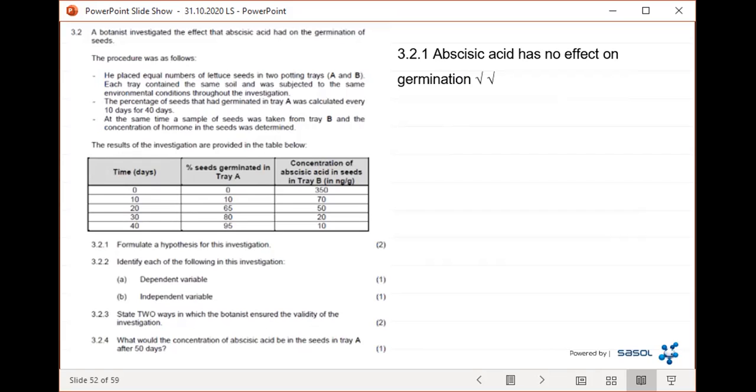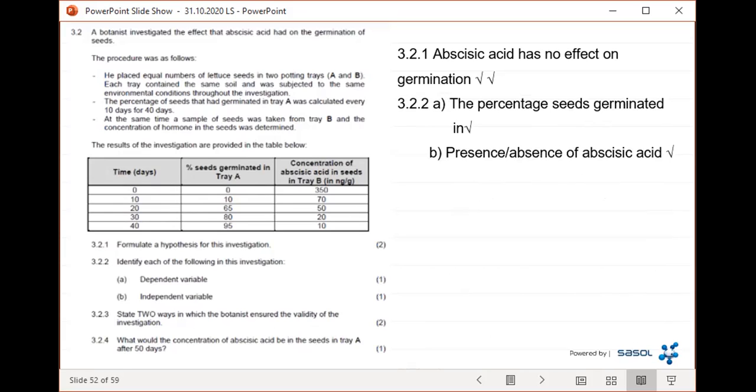Then we move on to question 3.2.2. Identify each of the following in this investigation. A, the dependent variable. And then B, the independent variable. Right, so the dependent variable would be the percentage of seeds germinated, and then our independent variable would be the presence or the absence of abscisic acid. So even the answer to question 3.2.2, you can also find it in the first line there, which says a botanist investigated the effect that abscisic acid had on what?